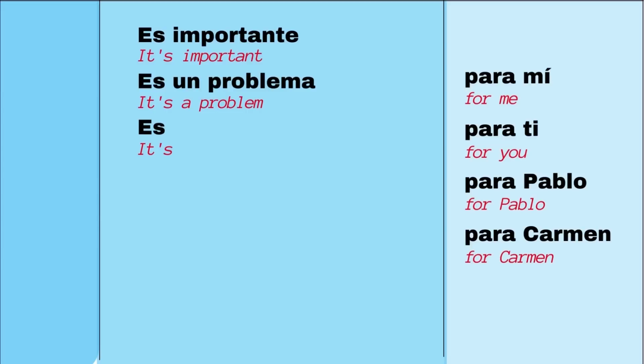So how would we say, is it important? If it was a statement, es importante. Is it important? Es importante? So just a rising tone at the end. And how would you ask the question, is it a problem for you? And we'll go with a different voice this time. ¿Es un problema para ti?